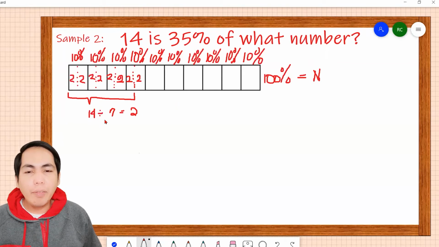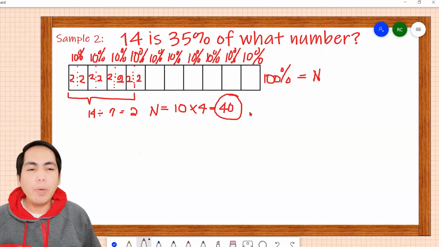So to get the value of n, which is the total, is equal to 10 units times 4 in each unit to give us 40. So therefore, the value of n is 40.